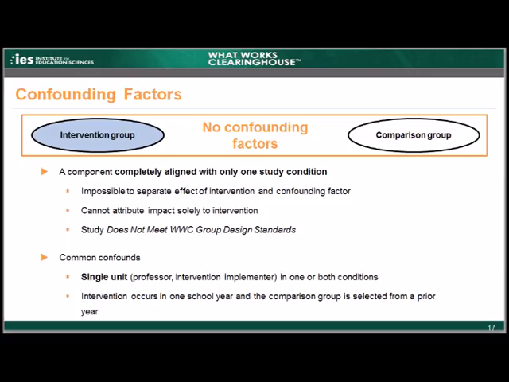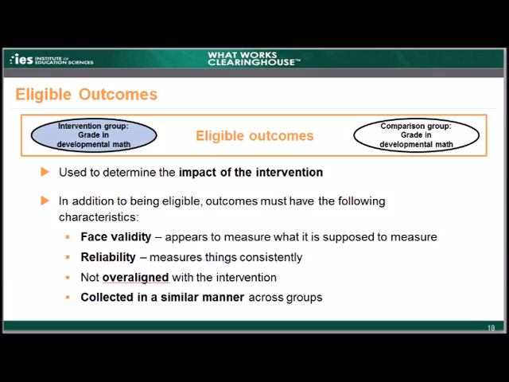Okay, let's move to the final of the 4 aspects, outcome measures. Outcomes are used to estimate the impact of the intervention, and as such, the WWC wants to ensure that the outcome measures meet some basic criteria. So the first is that an outcome must have face validity. That is, it appears to measure what it says it measures. Almost all outcomes meet this criteria.